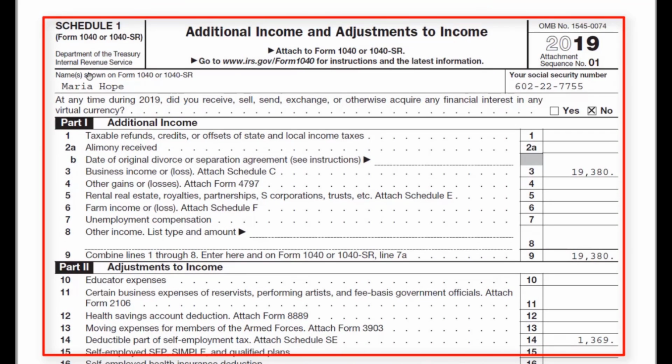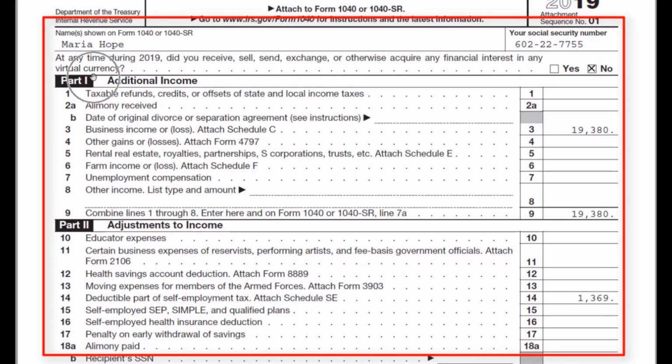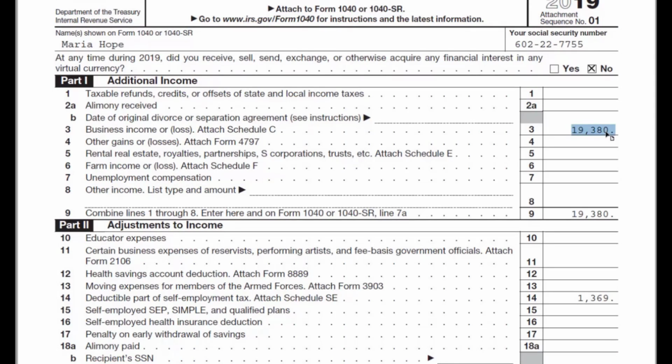We are now in the Schedule 1, which is a schedule that explains additional income and additional adjustments that are happening within your tax return and usually showing up on Form 1040. So for instance, in Part 1, additional income, she's calculating $19,380 of Schedule C income. Well, that looks very familiar because she already figured that out when she did her tracing of her QuickBooks self-employed income against her Schedule C net profit on line 31.